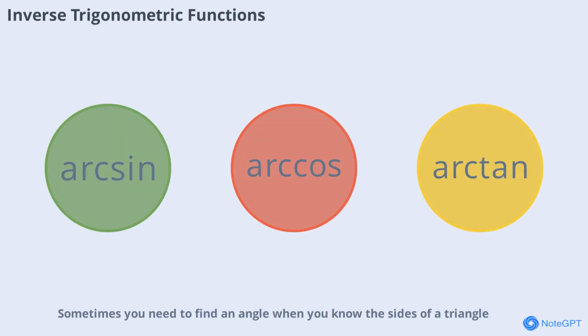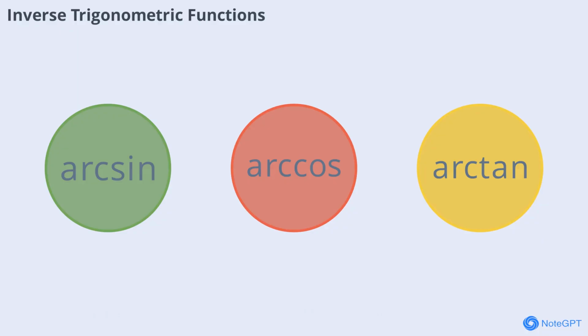Sometimes you need to find an angle when you know the sides of a triangle. That's where inverse trigonometric functions come in. These functions, arcsine, arccosine, and arctangent, let you work backwards from the ratios to the angles. They're essential for solving triangles and for applications in navigation, engineering, and physics.